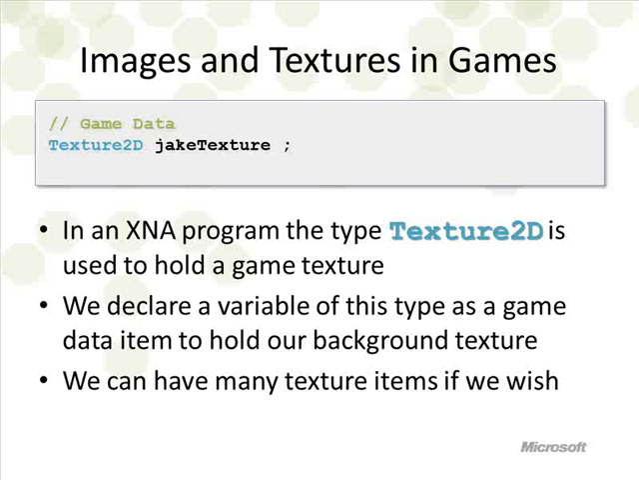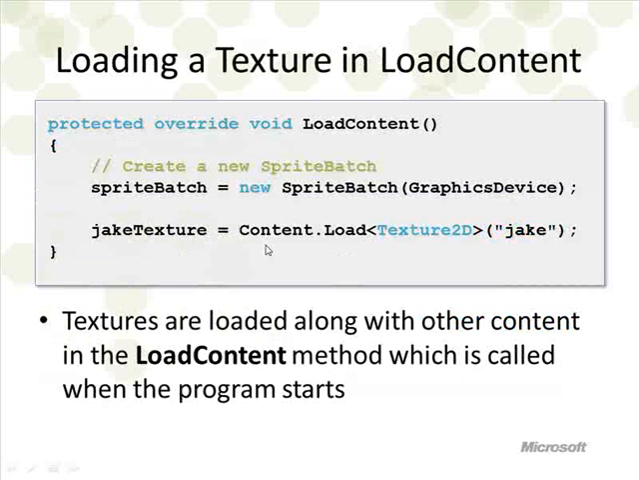Texture 2Ds are specifically for holding these things. You can have as many as you like in a game. Some games have many hundred different textures. We declare a variable of this type, same old routine. It's in the game data area. I've called it Jake texture because it's going to hold the texture which describes the picture which has got Jake on it. And once I've declared it, next thing I have to do is actually load it.